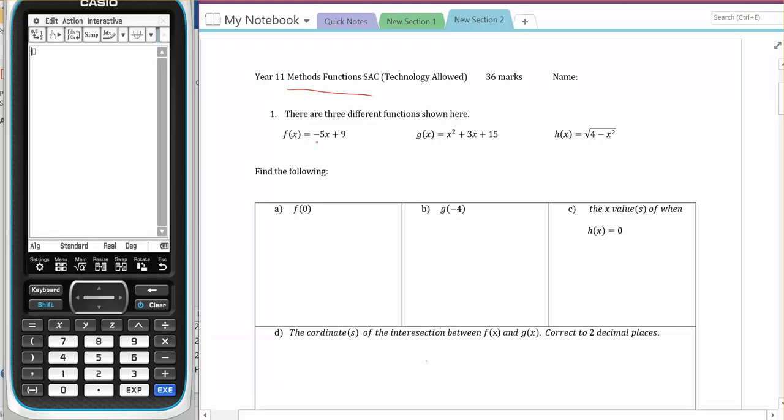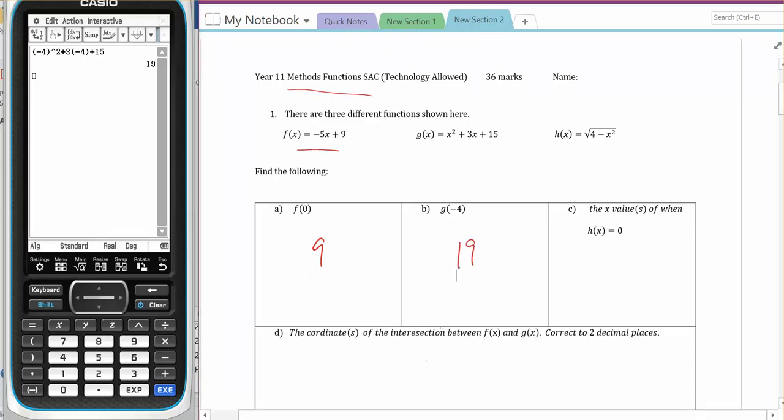All right, so there are three different functions shown here. Find f of 0. So f of 0 means I sub in 0 for x, so y equals f of x will equal 9, or f of 0 equals 9. g of -4 means I sub -4 into the equation, so I can use the calculator to help me. In place of x, you put -4, squared, plus 15. So that's 19.